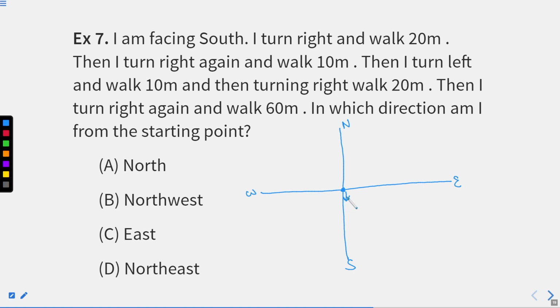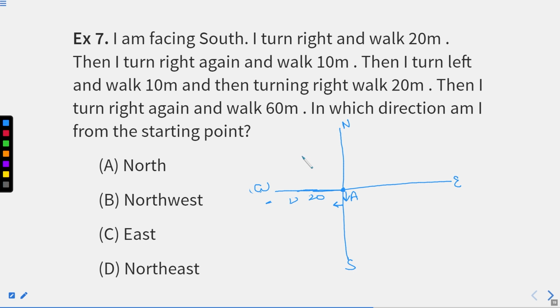I turn right and walk 20 meters. So for him standing like this, what is right going to be? For him standing, right is going to be in this direction, right? So he walked 20 meters, let's say from point A, he moved to point B, 20 meters. We can say that, right? And turned to right again and walked. As soon as he turned to his right, this is the direction that we called west, right?